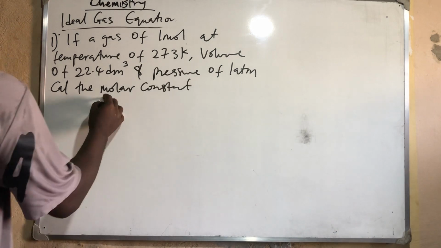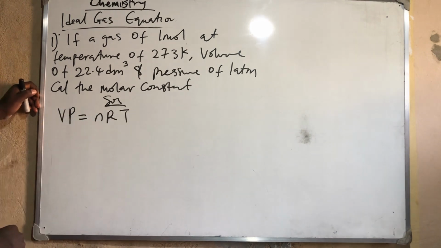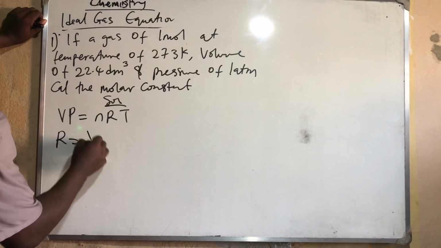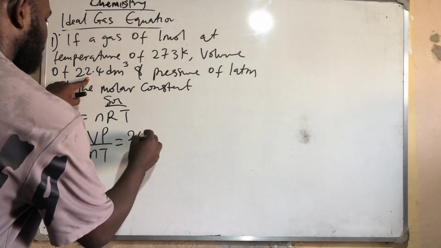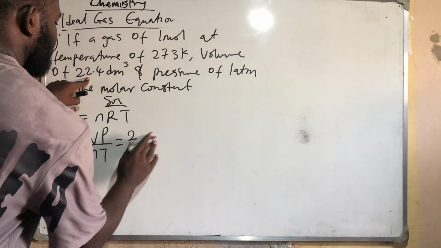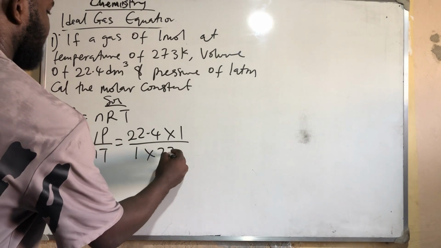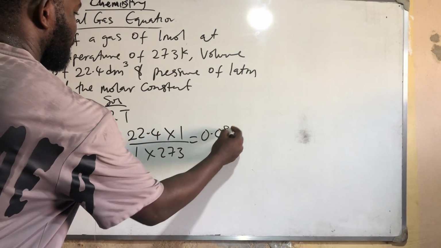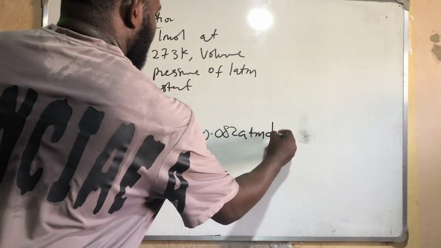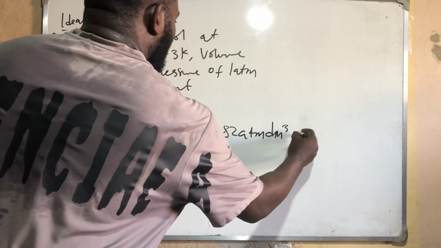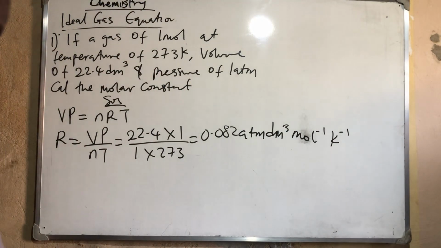So we know that for an ideal gas equation, PV is equal to nRT. Very important formula. So my R will now be PV over nT. If you put it in, the volume is 22.4 times the pressure 1, divided by 1 mole times 273, which will give you 0.082. I told you the unit is atm for pressure, dm cube for volume, per mole, then per Kelvin. All right, so that is that.